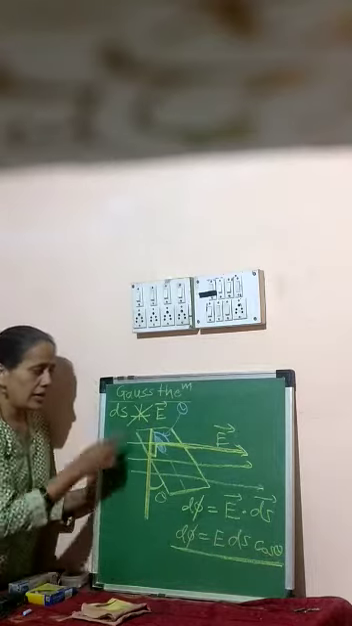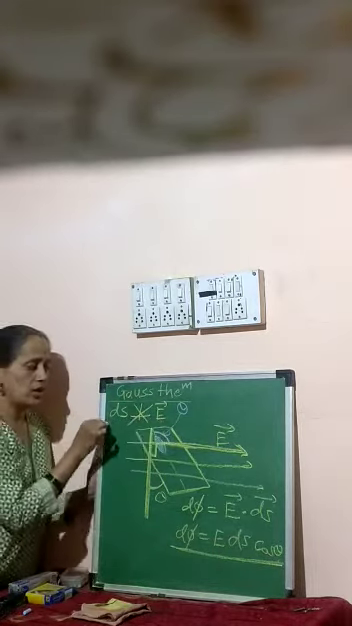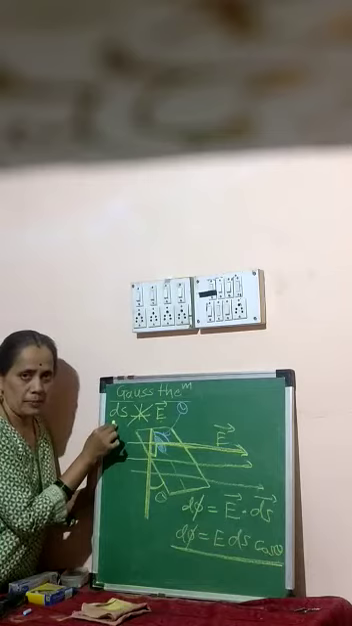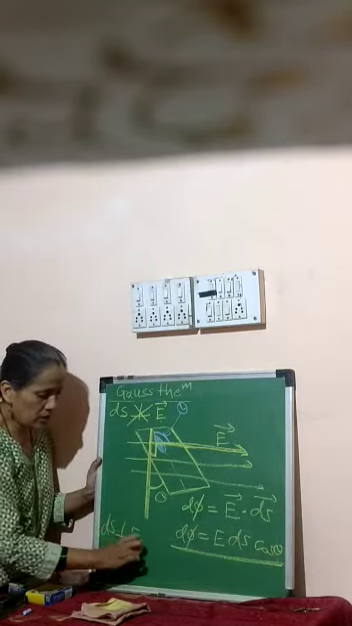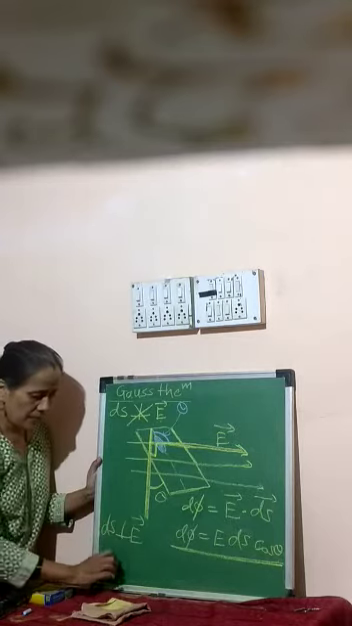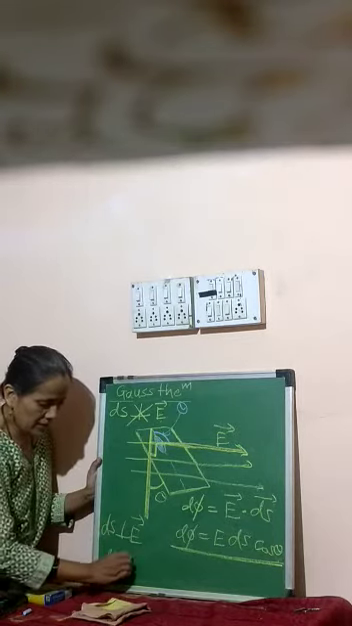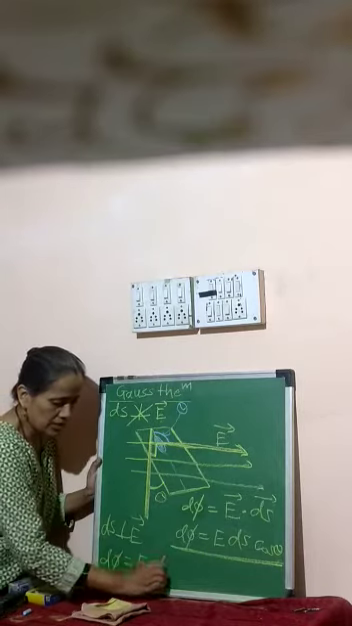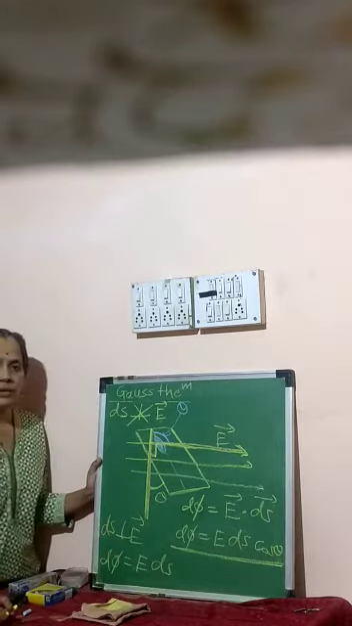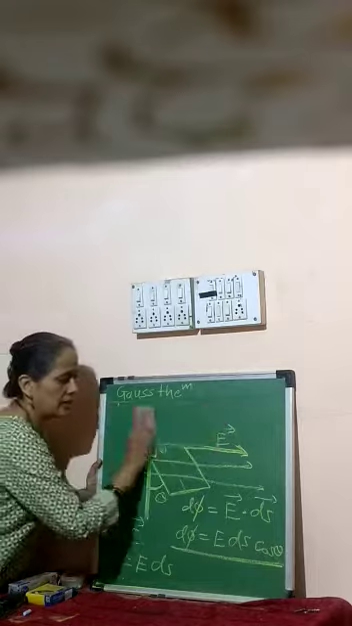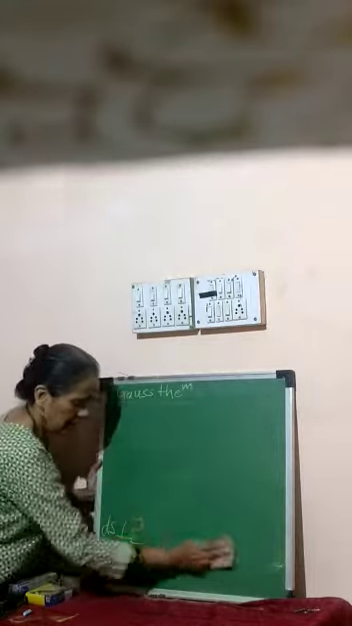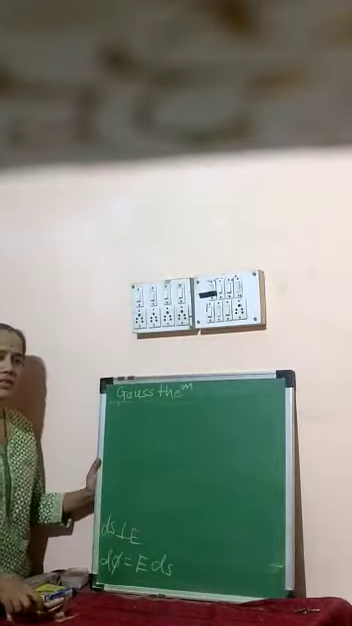So this is your d phi formula when your intensity is not perpendicular to ds. And if your ds is exactly perpendicular to the direction of electric intensity, then your d phi formula is d phi equal to E into ds. So these are the two important cases which we have studied previously in 11th standard. And now using this condition, we come to the Gauss theorem which you have studied.